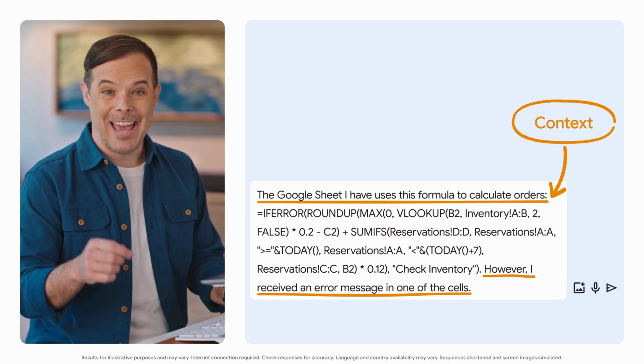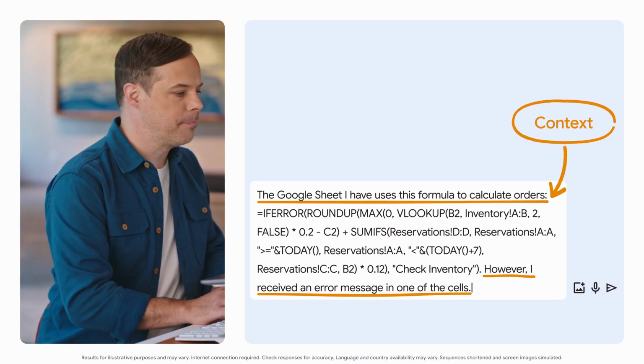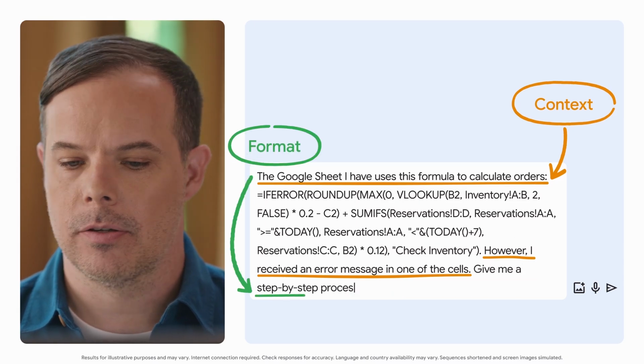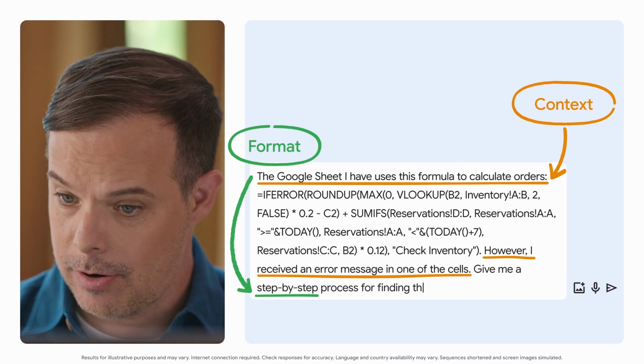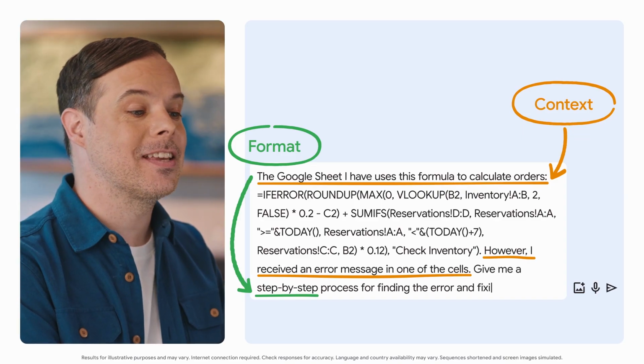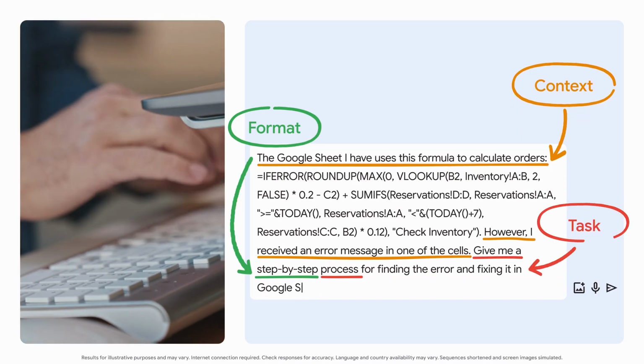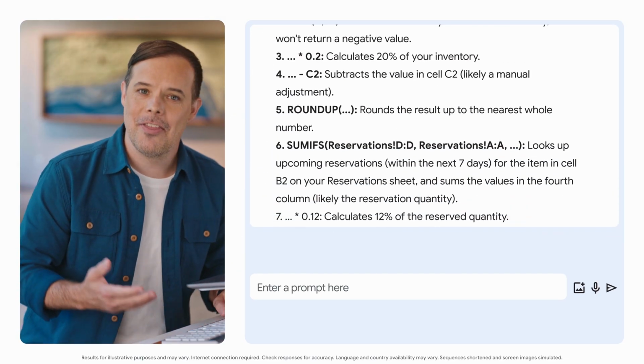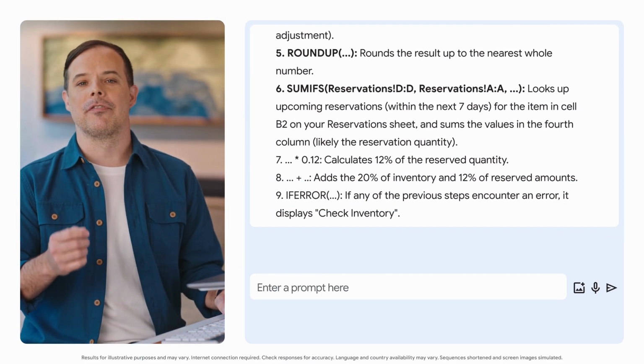Time to specify the task and what format we want. Give me a step-by-step process for finding the error and fixing it in Google Sheets. And there you have it. Clear instructions for resolving that pesky error message. And with those out of the way, you can get that inventory order moving.